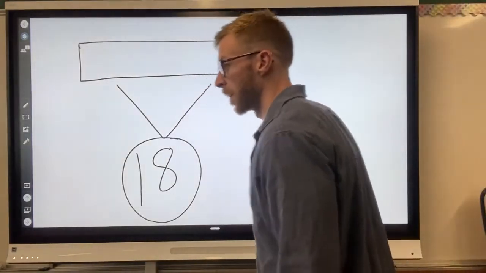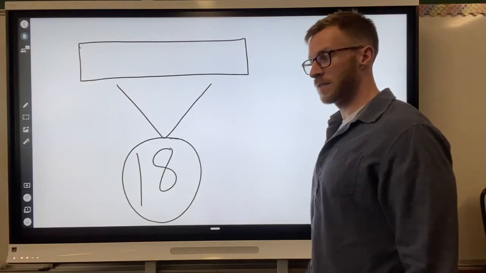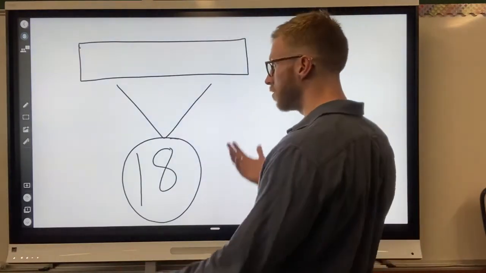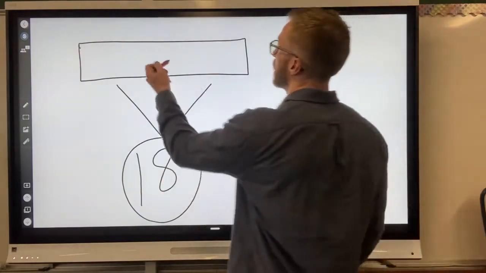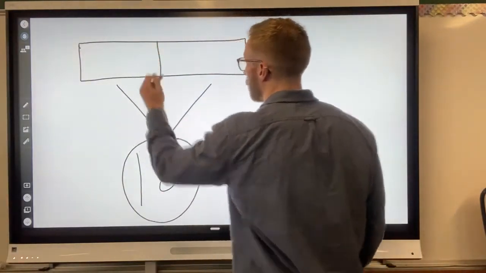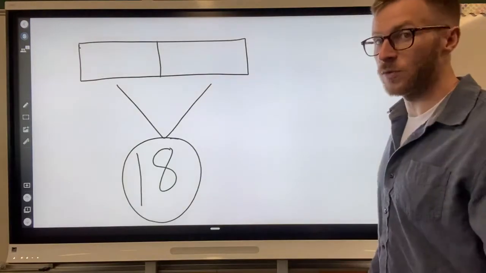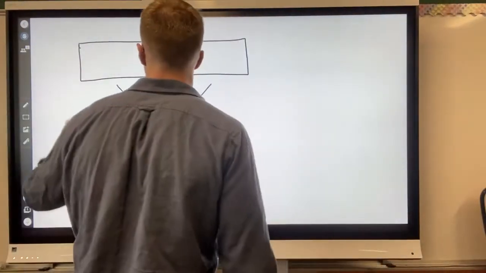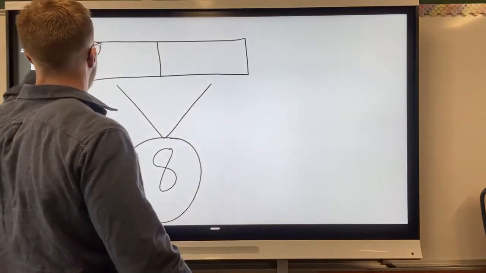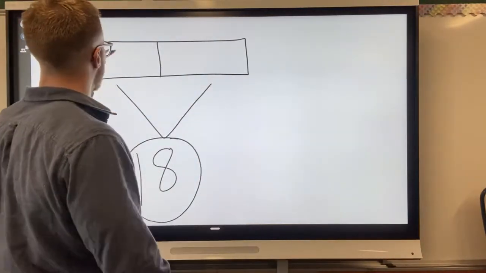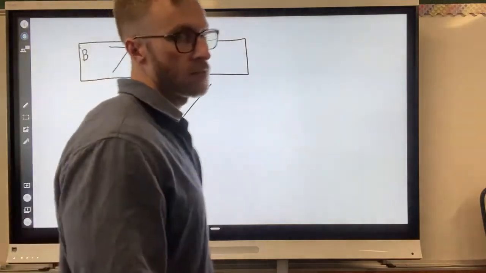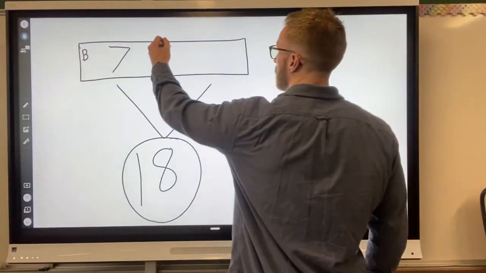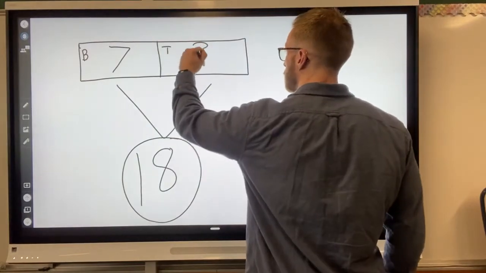Now it says Ben found 7 seeds in his slice, and we need to find out how many Tamara found. So I'm going to put it down the middle because I don't know how much they have for each yet, because that's what I've got to find out. But I do know that Ben found 7. So I might put a little B in here. You don't have to, but I'm going to know Ben found 7 seeds. And this is Tamara's. And we're trying to figure out how many she found.